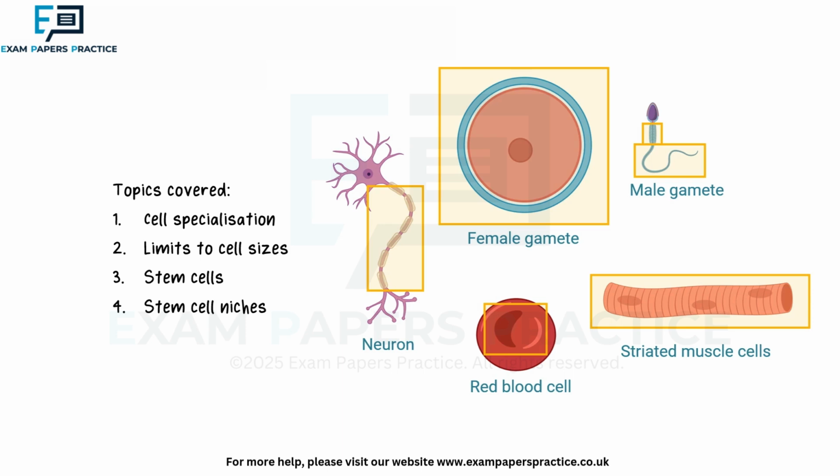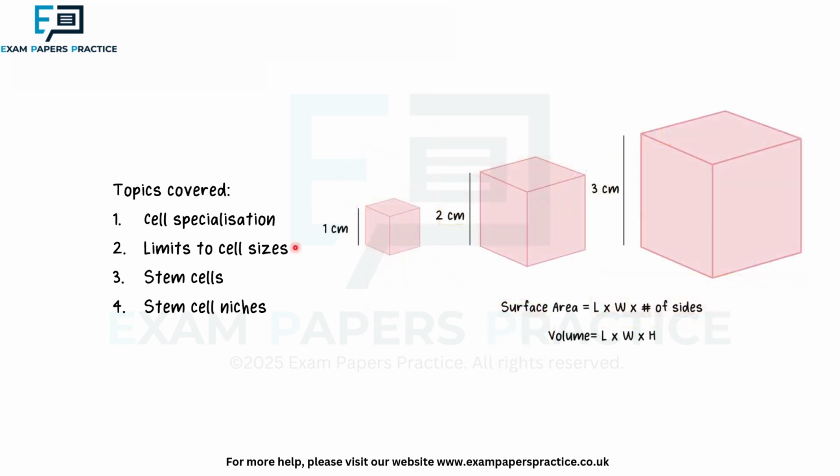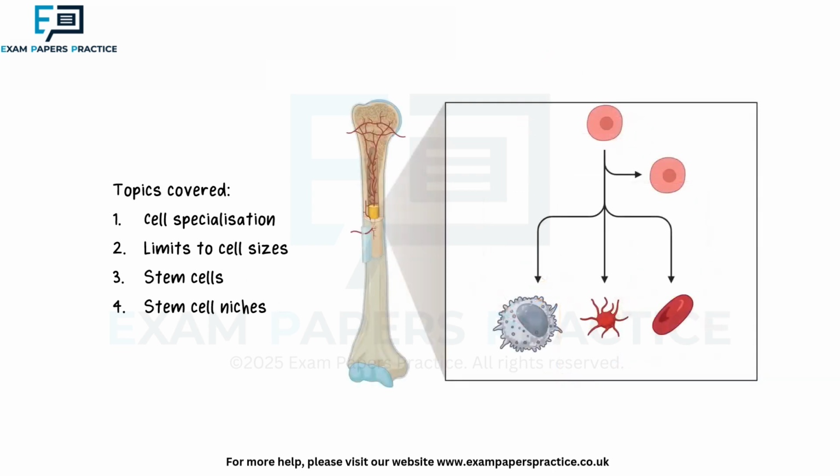First, we'll look at cell specialization with some key examples of specialized cells' form and function. We'll also look at limits to cell sizes, including the surface area to volume ratio. We'll discuss stem cells and some of their unique capabilities, and we'll also consider stem cell niches, or tissues that contain stem cells in fully formed organisms. These are some of the most important topics covered in the IB biology syllabus.